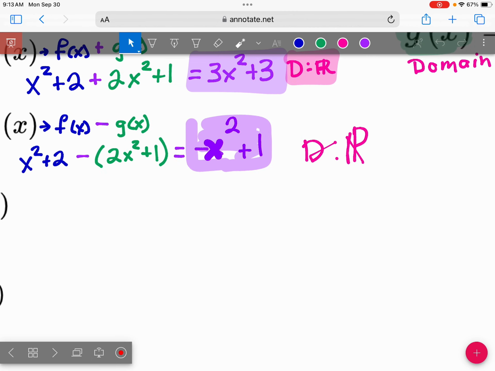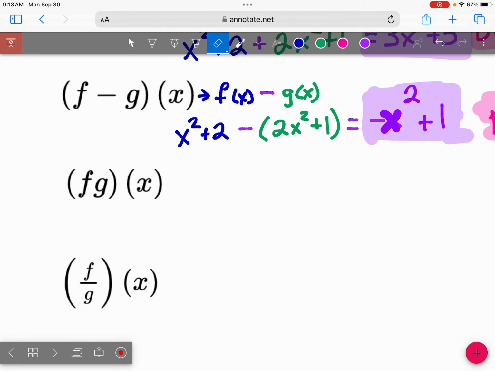Okay. So any questions on our adding or subtracting stuff? I'm fixing this highlight because that was bothering me. Okay. So then it's the same kind of process for our multiplication and division.